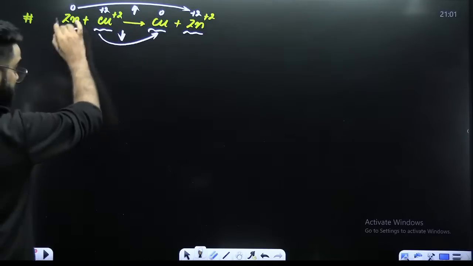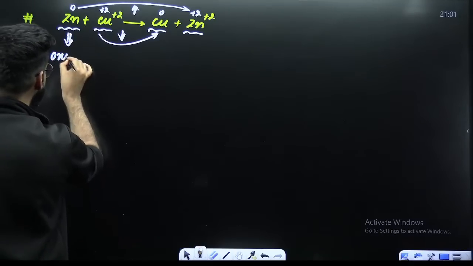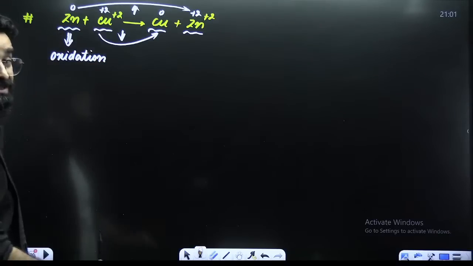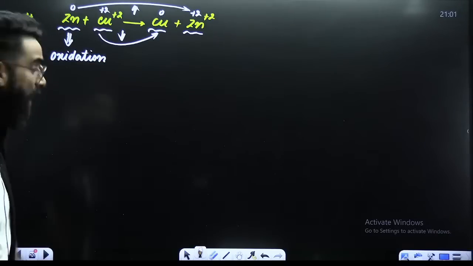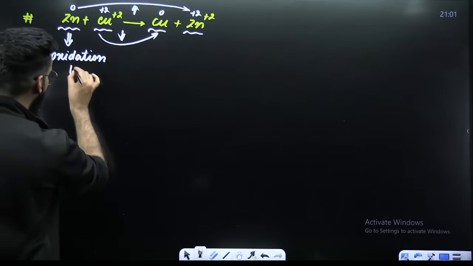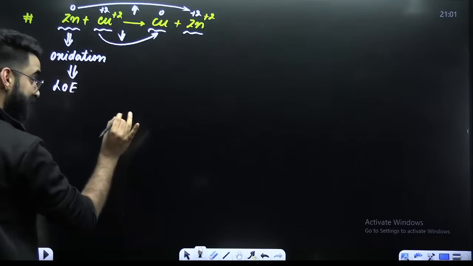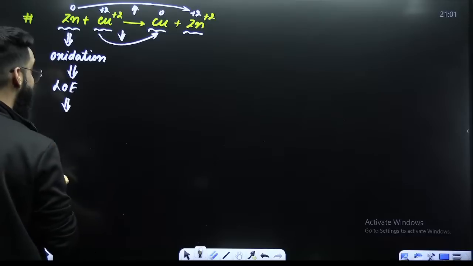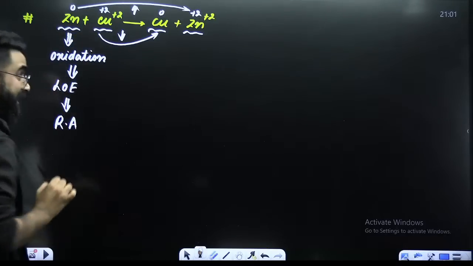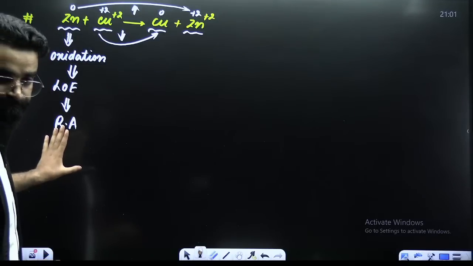Now, see, 0 to +2 means an increase in the oxidation state. Increase in the oxidation state is something which you call oxidation. So I would say this zinc is undergoing oxidation. The one that undergoes oxidation undergoes loss of electrons, so zinc will be losing electrons. And the one that undergoes oxidation, you call that the reducing agent. So this zinc is my reducing agent here.